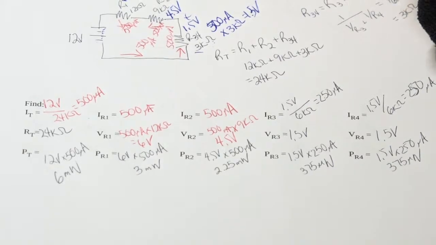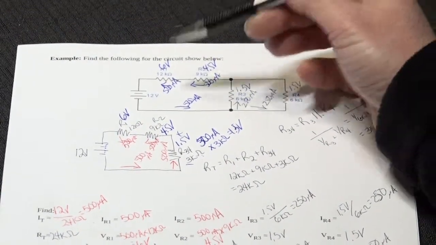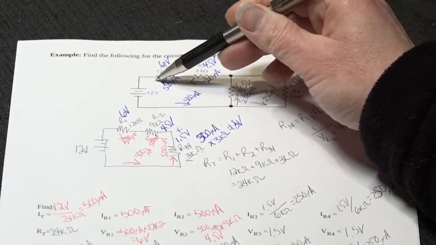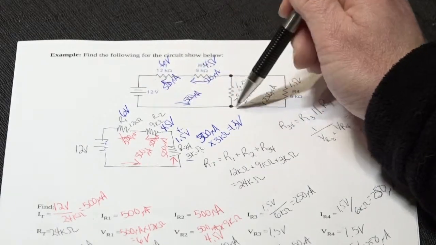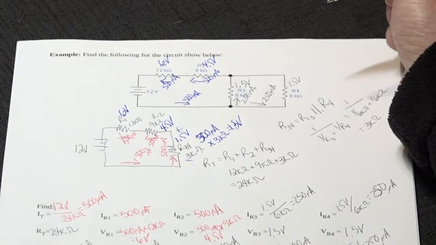Note, at no place in time have we violated Kirchhoff's voltage law, because remember, if we go through that complete path, it adds up to 12 volts, or if we go through this complete path, it adds up to 12 volts.